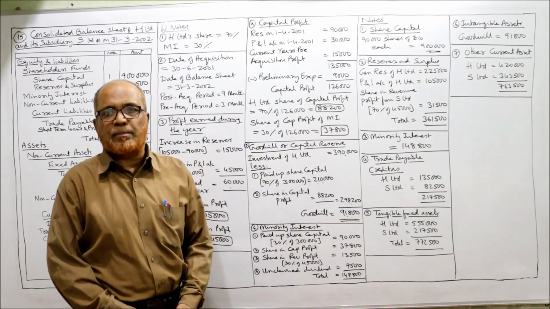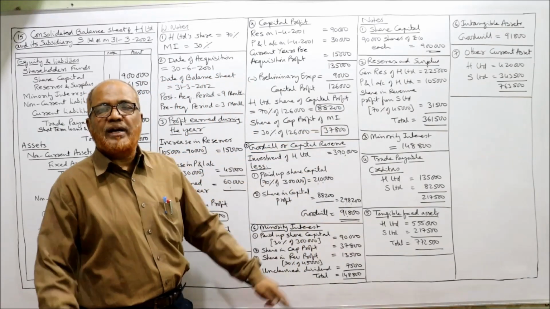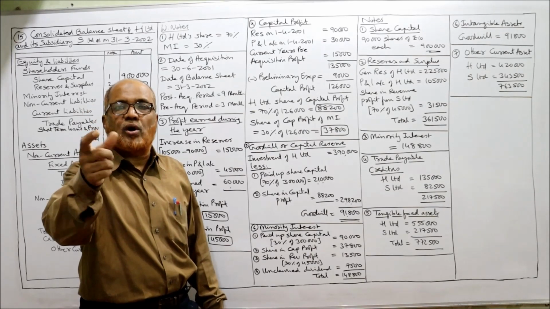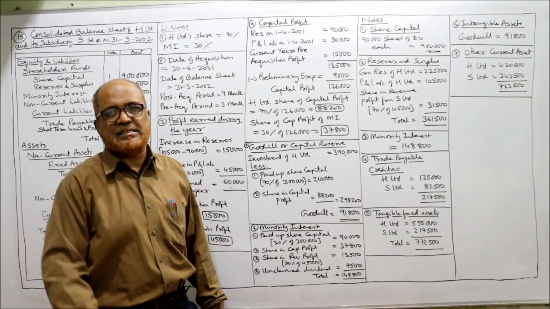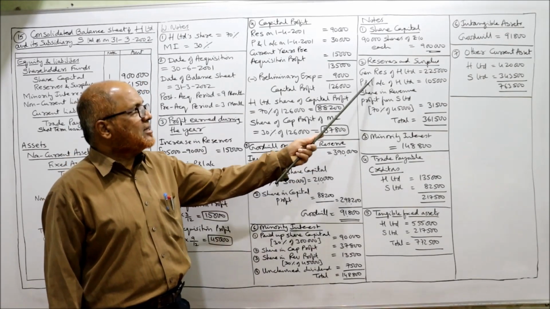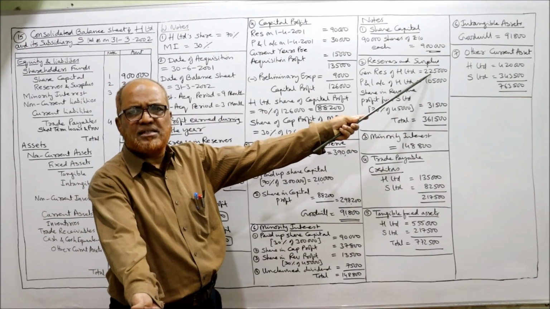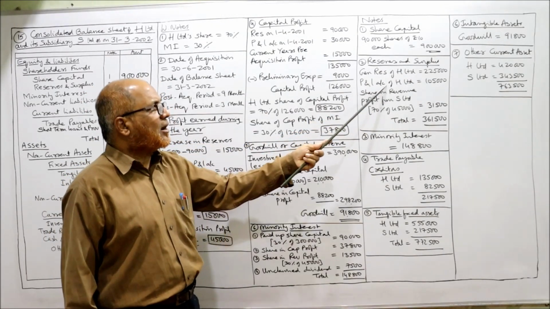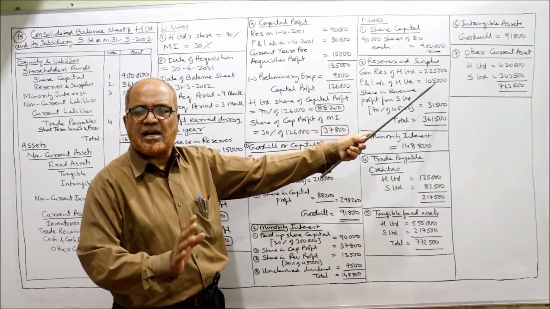Second, reserves and surplus. So this reserves and surplus, we take the general reserve and P&L account of holding company as it is, H Limited. So general reserve of H Limited 2,25,000 as it is I have taken from the balance sheet. P&L account of H Limited 1,05,000 as it is I have taken.